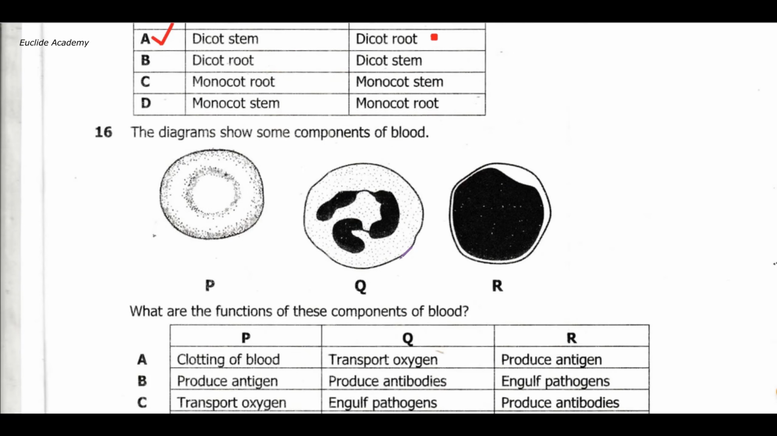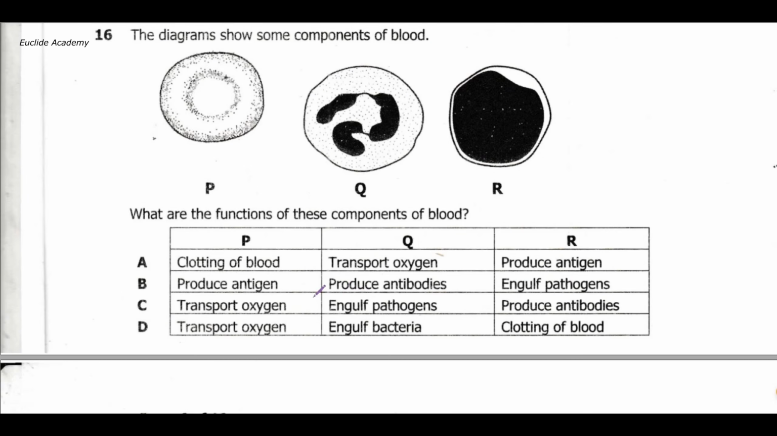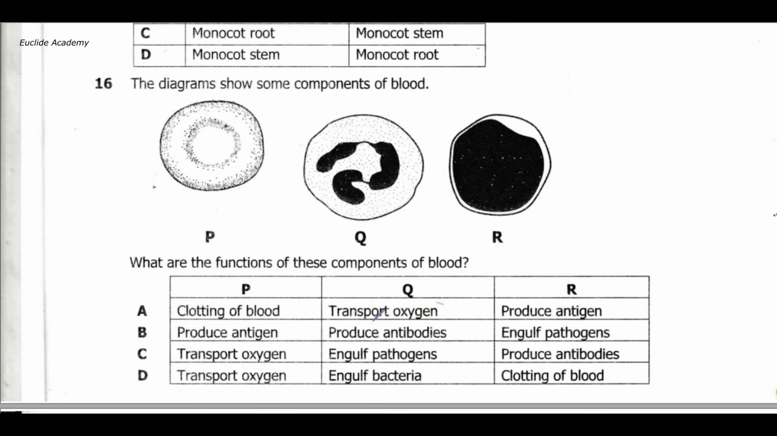The diagram shows components of blood. What are the functions of these components of blood? P, Q, and R. P is the red blood cells, and the job is to transport oxygen, as we've mentioned in the earlier question. And then Q is the white blood cell, and this one engulfs pathogens, or bacteria.